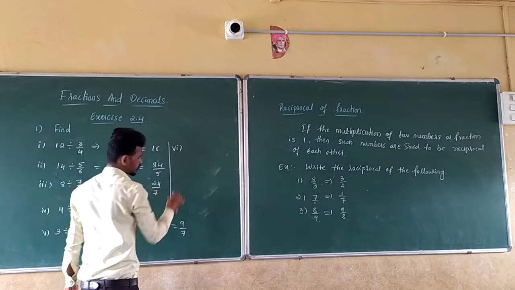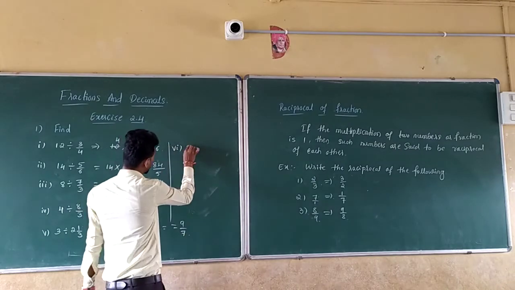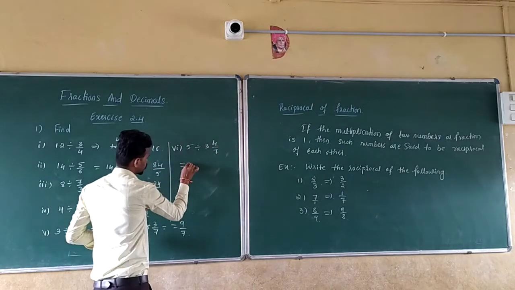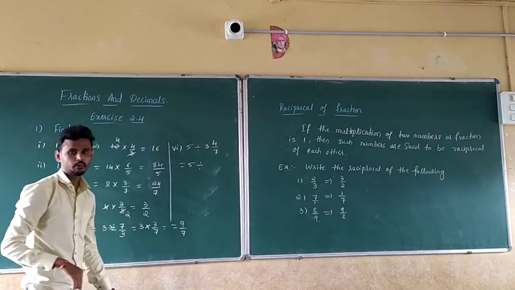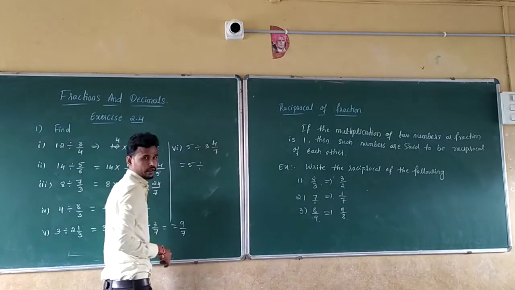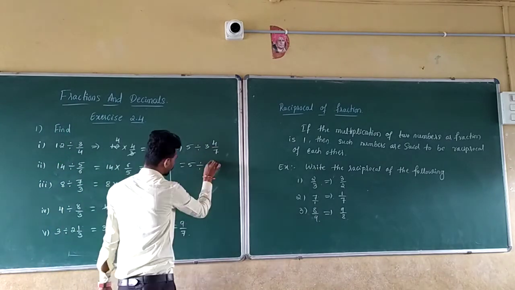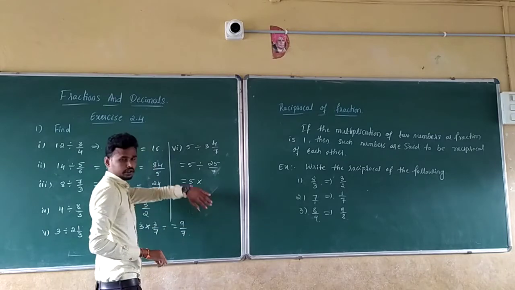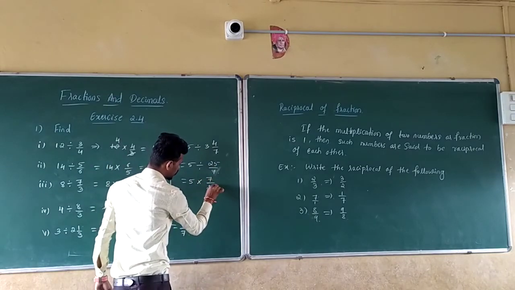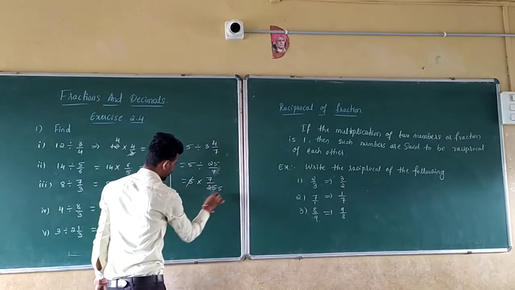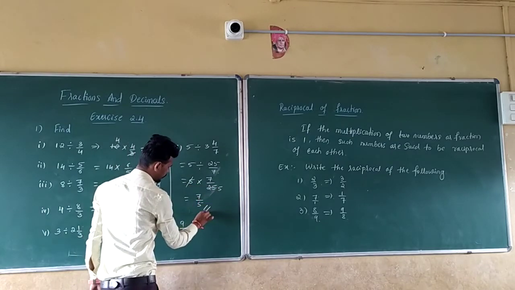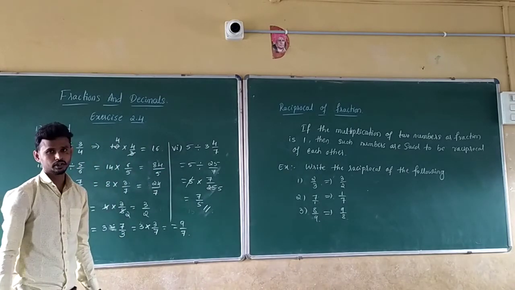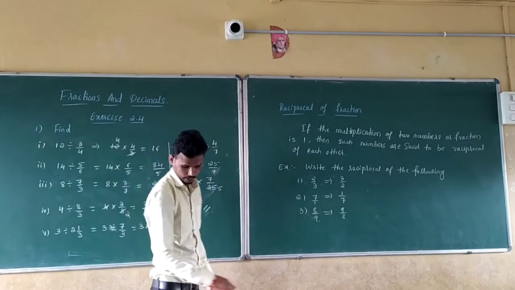Next, sixth question is 5 divided by 3 integer 4 by 7. So 5 divided by, convert that one into an improper fraction first. 3 sevens are 21, 21 plus 4, 25, divided by 7. So which is equal to 5 into the reverse, 7 by 25. So 5 fives are 25, the 5 cancels, and the answer is 7 by 5. So this is about the solution of the first question. Let us see the next question, second one.